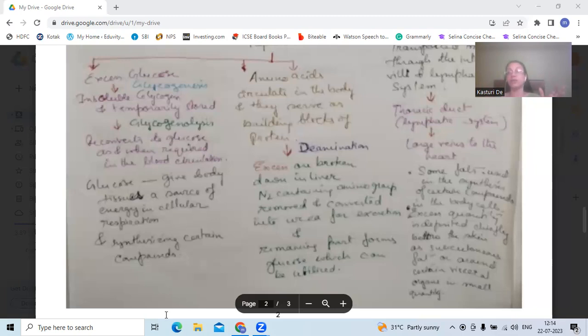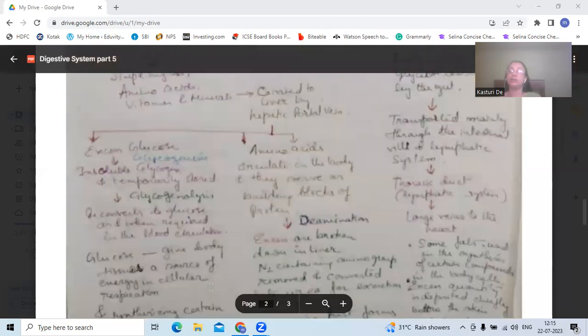So, if a person takes more protein, it contains excess amino acids. A process is applied on this excess to break down the amino acid into the nitrogen-containing amino group and the remaining part into glucose. The nitrogen-containing amino group is removed and converted into urea, which is excreted. The remaining part which forms glucose is utilized by the body. This process of breaking down amino acids into the nitrogen-containing amino group and glucose is known as deamination.